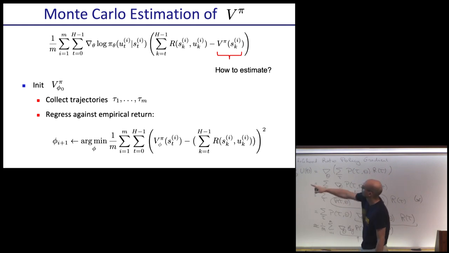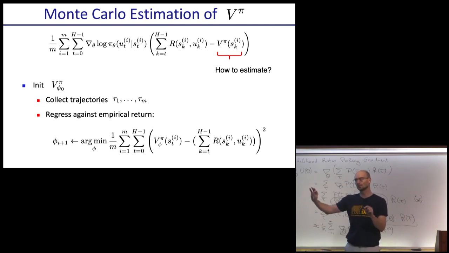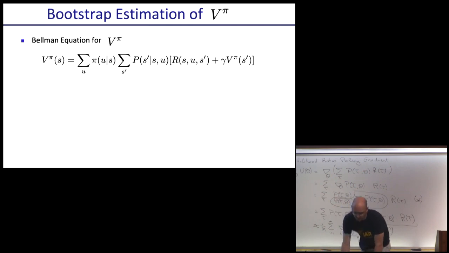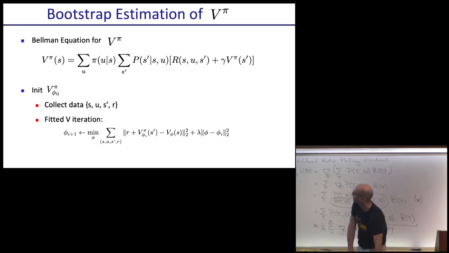You don't need to do, this is called Monte Carlo estimation of V^π. Why is that? Because you use rollouts to estimate your value function. You can also do bootstrapping. So remember the Bellman equation for policy evaluation? Well, you can do a sample-based evaluation of that.